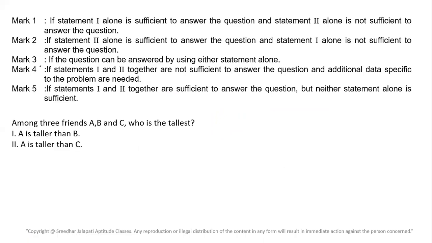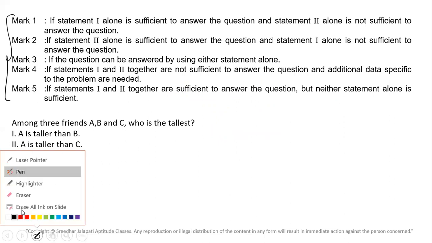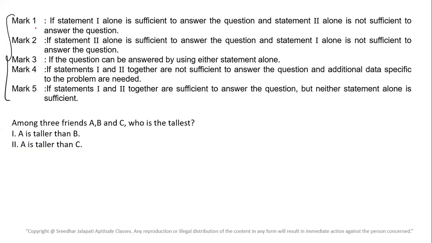Normally in data sufficiency, you will begin with directions. You don't have to memorize these by heart. Whatever directions are given in the exam, we have to follow. You will be given these directions. For example, here a question is followed by two statements. To answer this question, which of the data provided is sufficient?